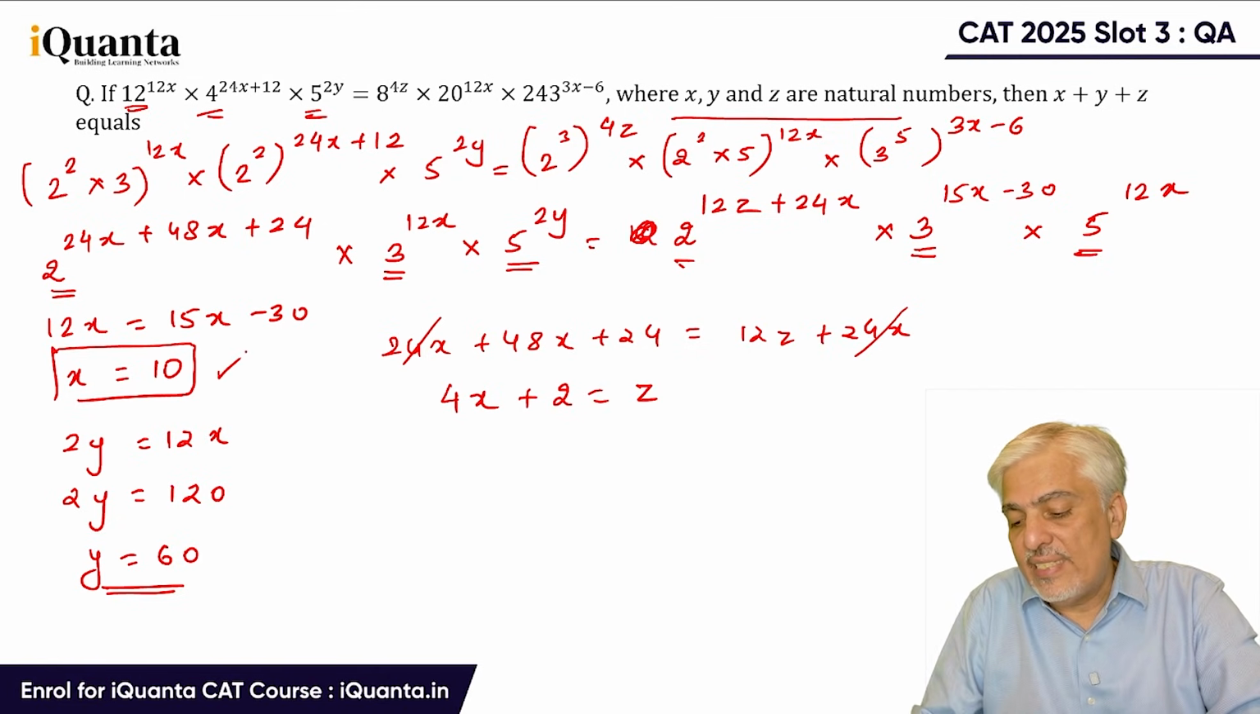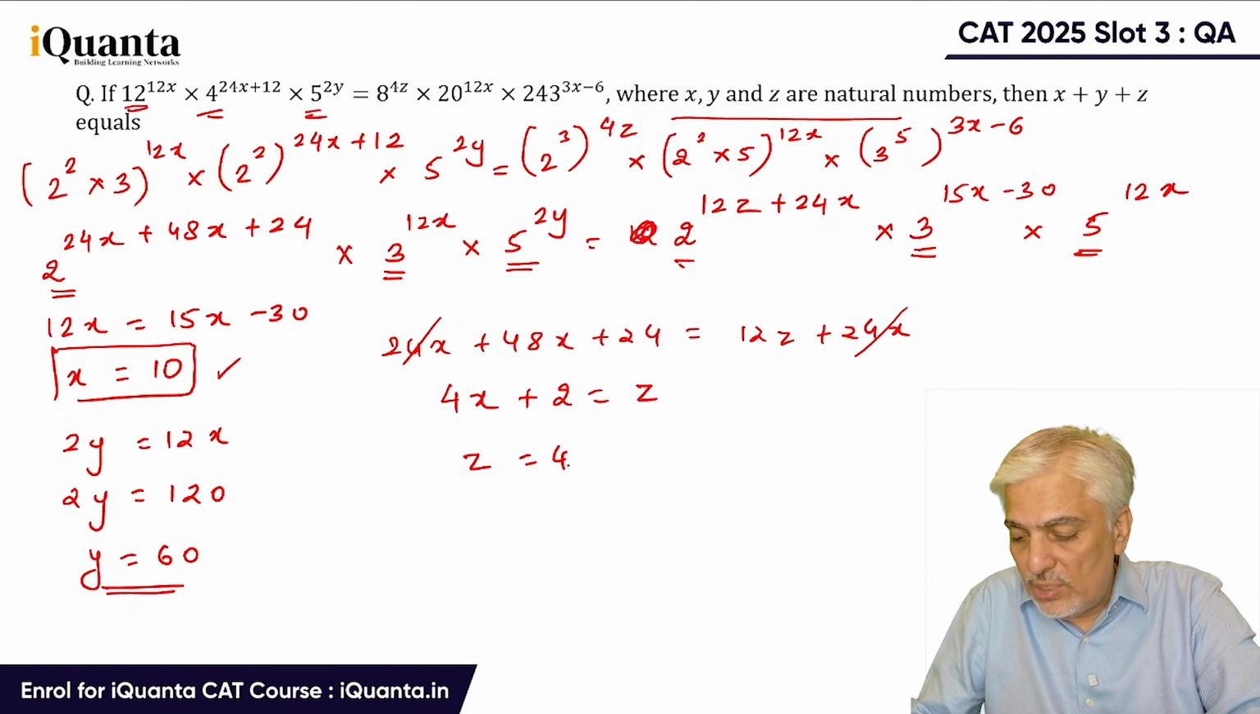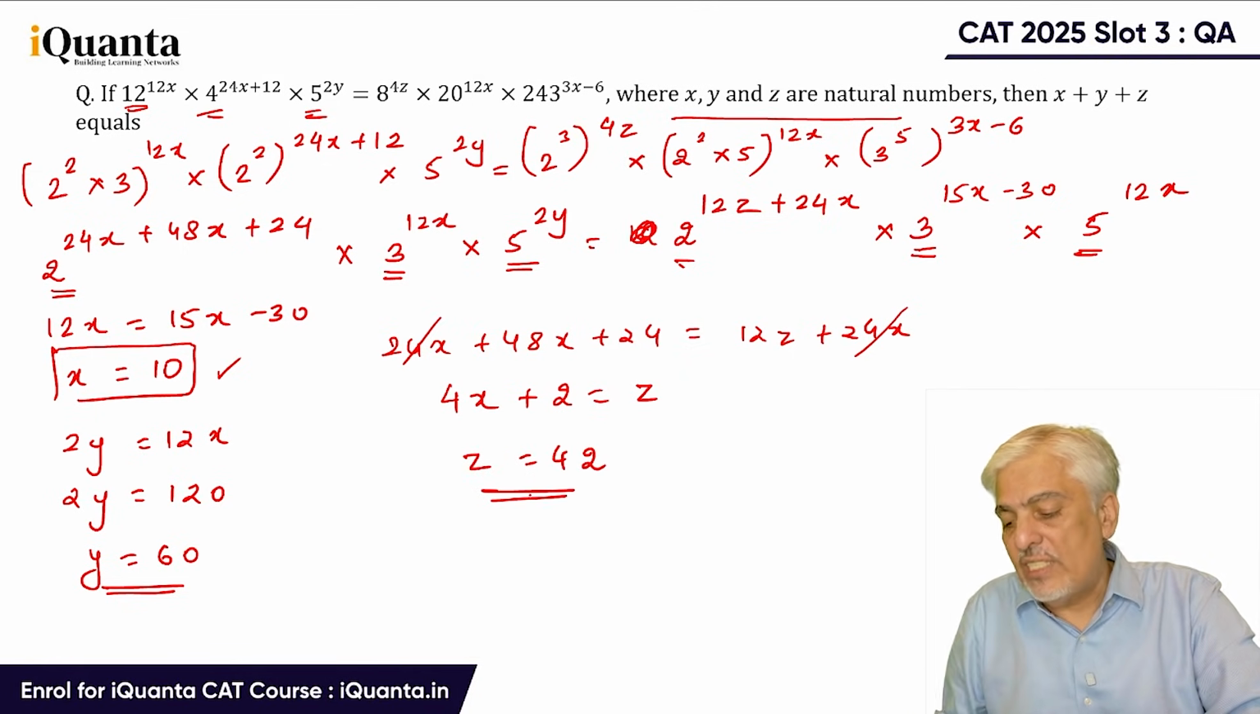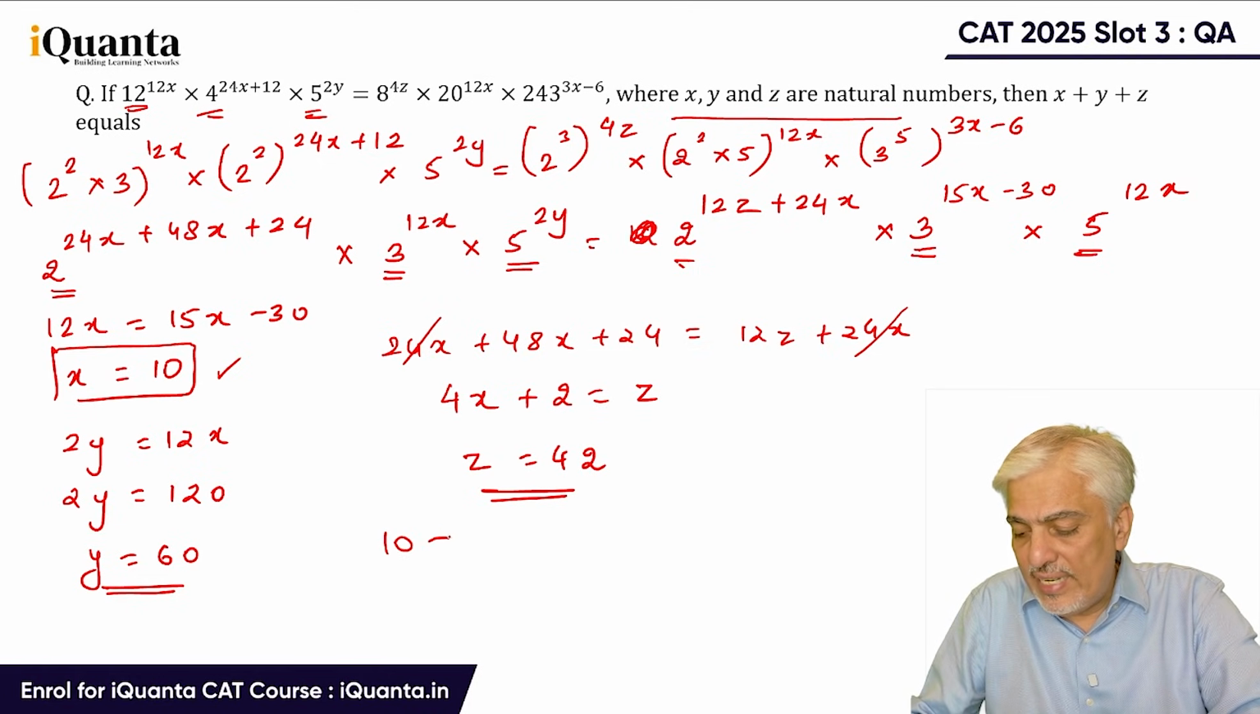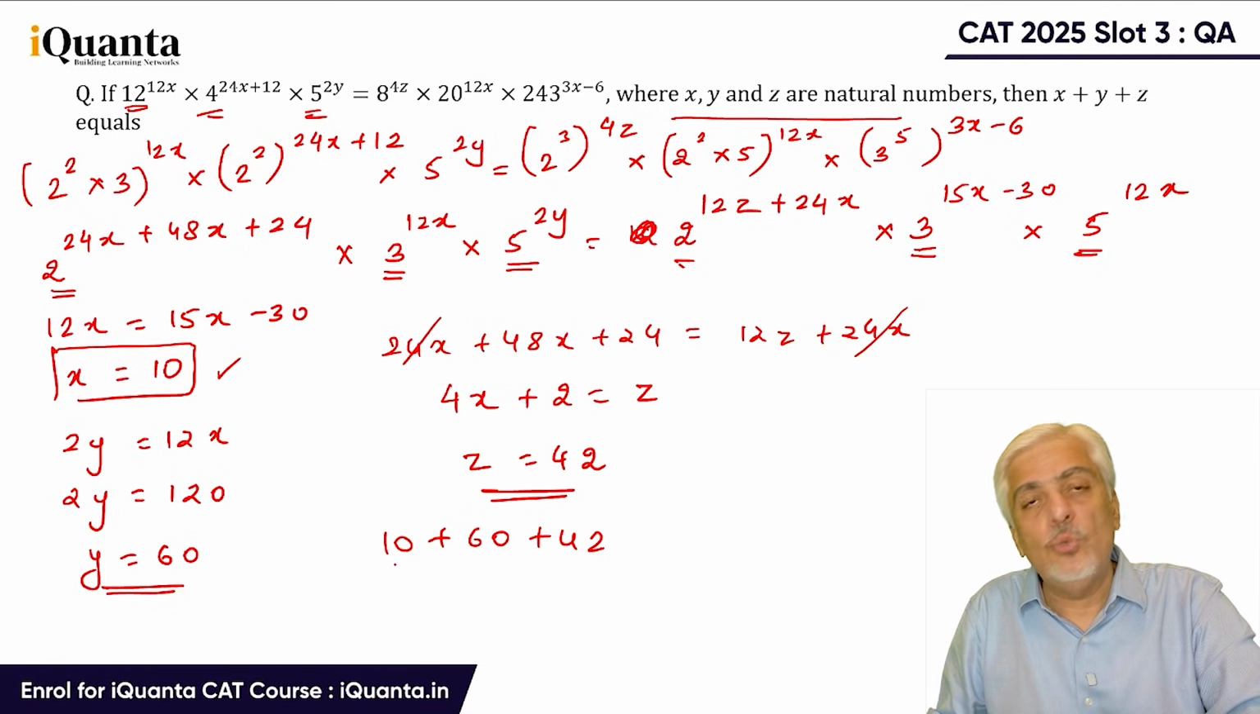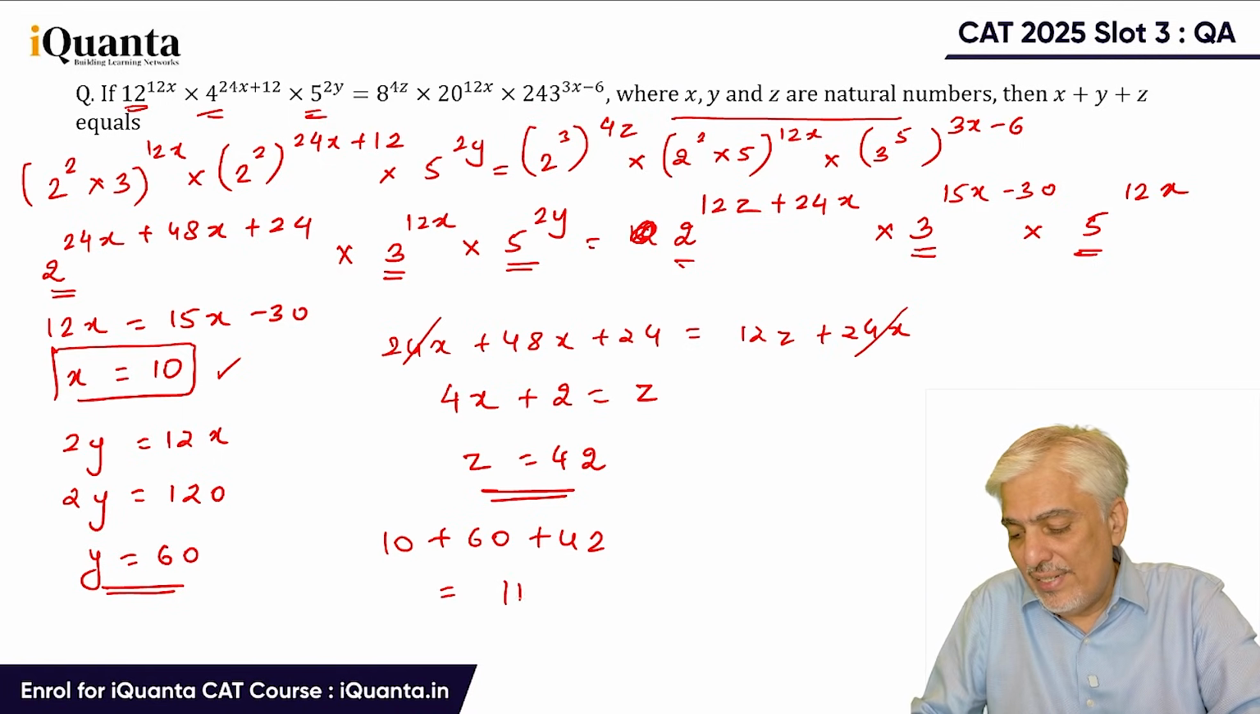So we've got x as 10. So that will be 40 plus 2, 42. So z is 42. So we got x, y, z, all three. Question asked is find x plus y plus z. 10 plus 60 plus 42. That will be 102 plus 10, 112.